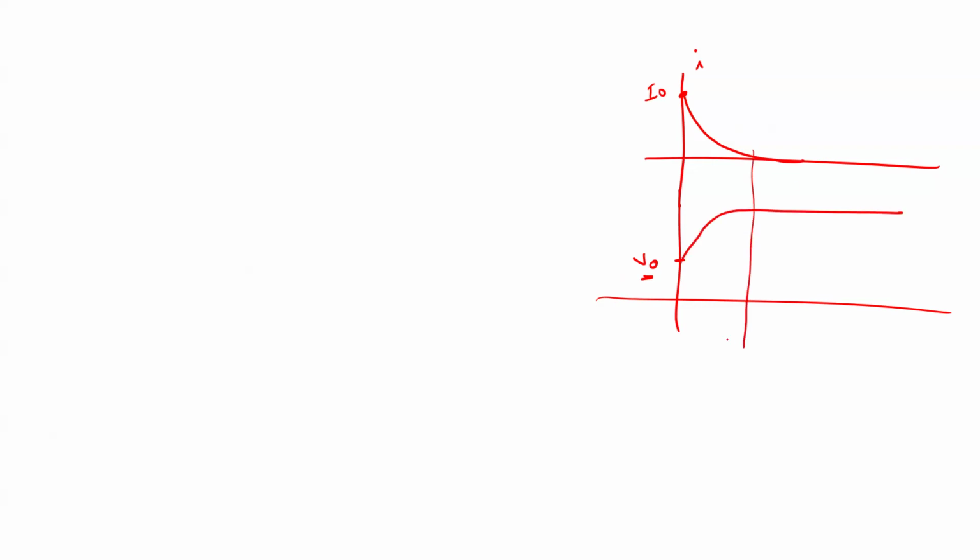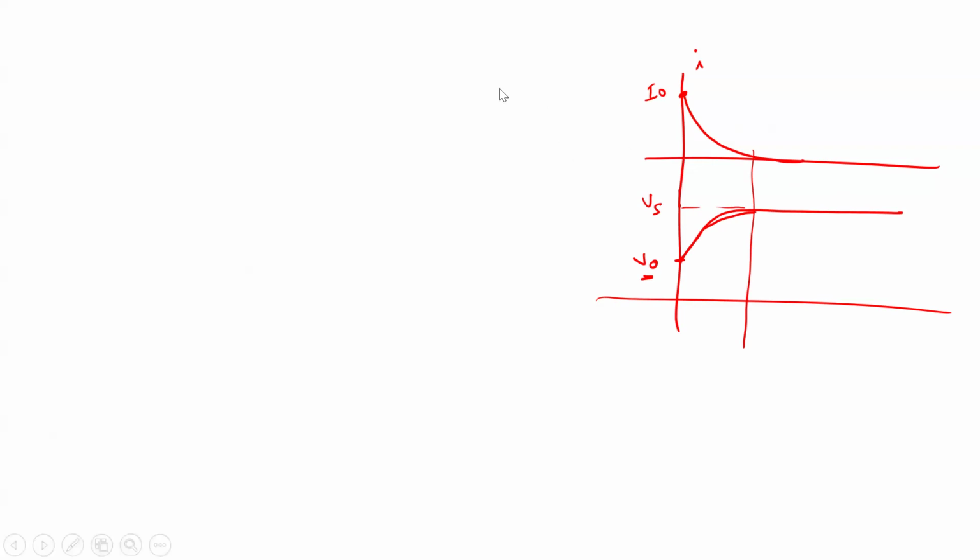Here you start from I naught, and then you go to 0. This is for the current. For the voltage, I'm going to start from V naught, the initial voltage across the capacitor, and then it's going to go up this way until it becomes Vs. I started with this one because this is the final one. Any questions?